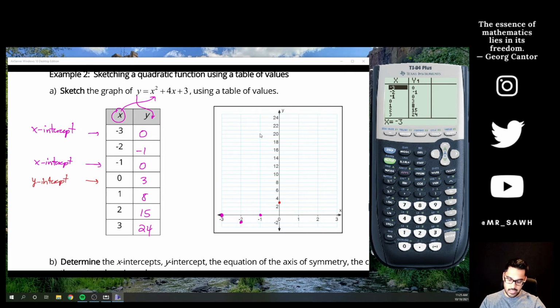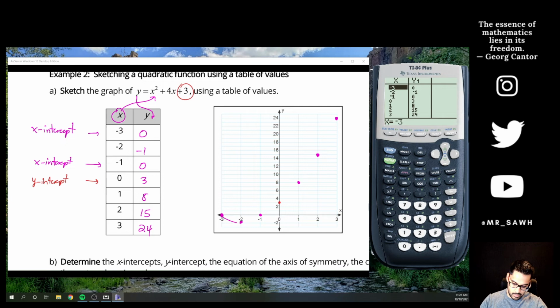Because again, I can see that in my equation. There's my constant of +3. And I know if I'm on the y-axis, well, that's my y-intercept. Right? I know that by definition. What we can do is throw the other points on there as well. So we can do 1, 8, somewhere here, 2, 15, so somewhere like this, and the last one is 3, 24, somewhere over here. So I've got a good starting point for my graph.